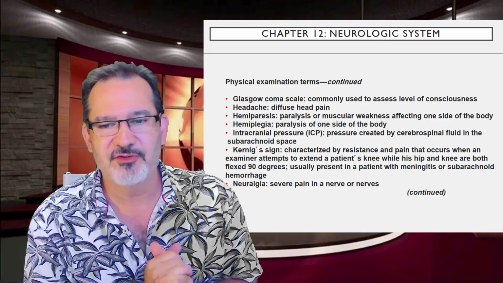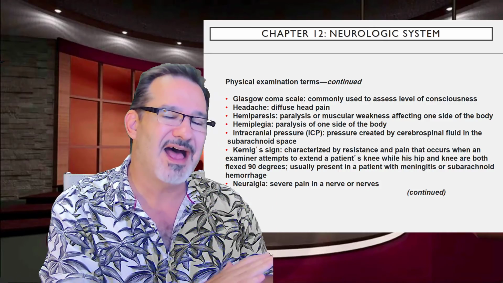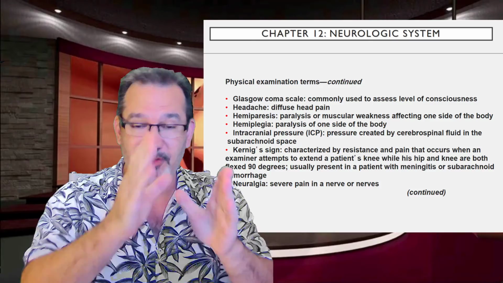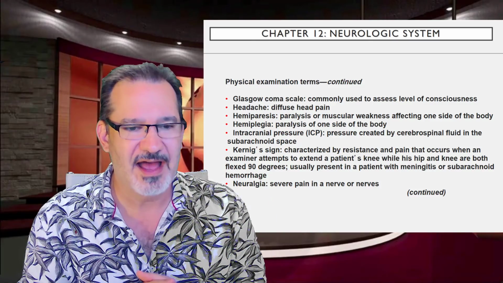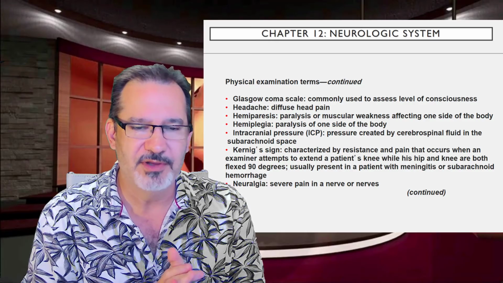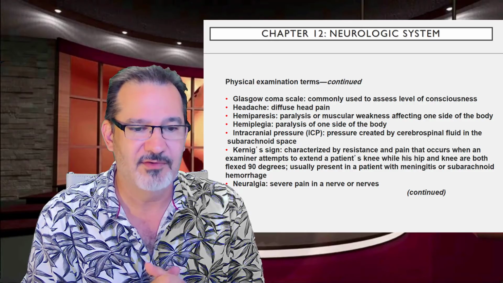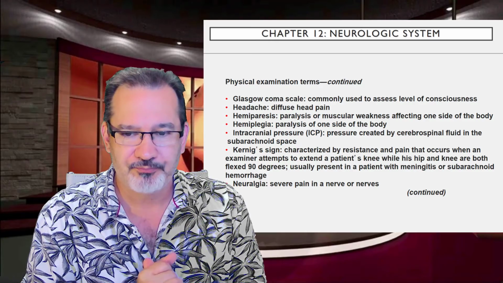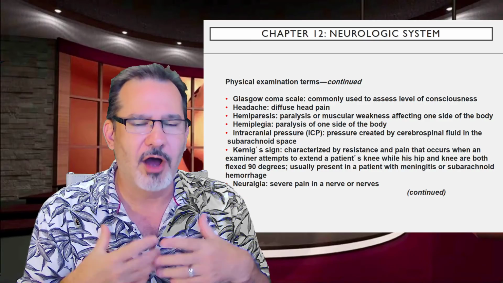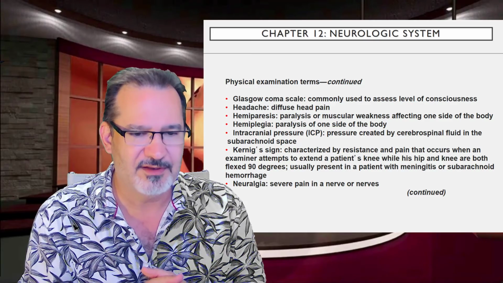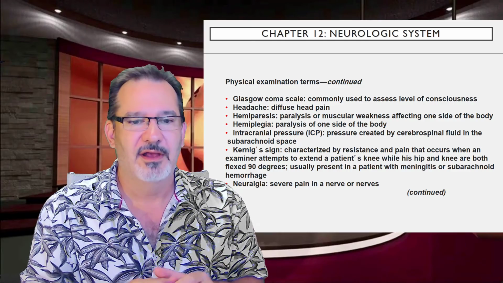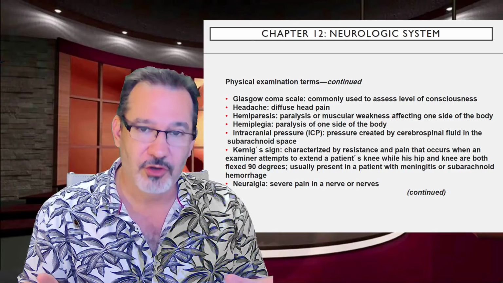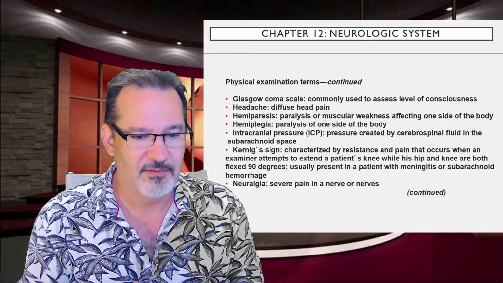Hemiparesis, paralysis or muscular weakness affecting only one side of the body. So we consider the body to be two separate hemispheres, a left and a right side. Hemiparesis is the paralysis of one side versus the other, which is oftentimes muscular weakness affecting one side. Hemiplegia is significant paralysis, loss of movement of one side of the body.